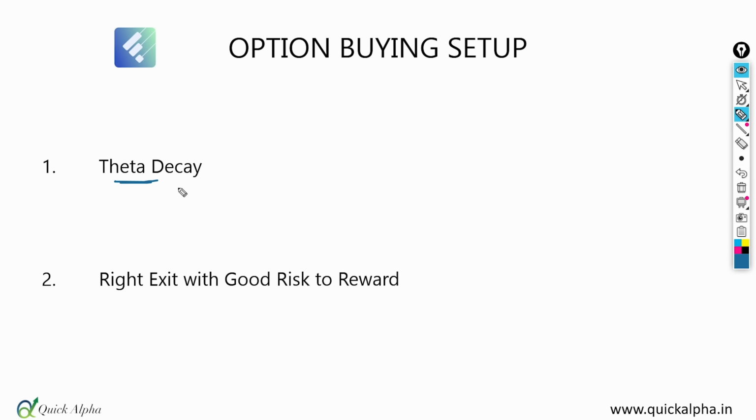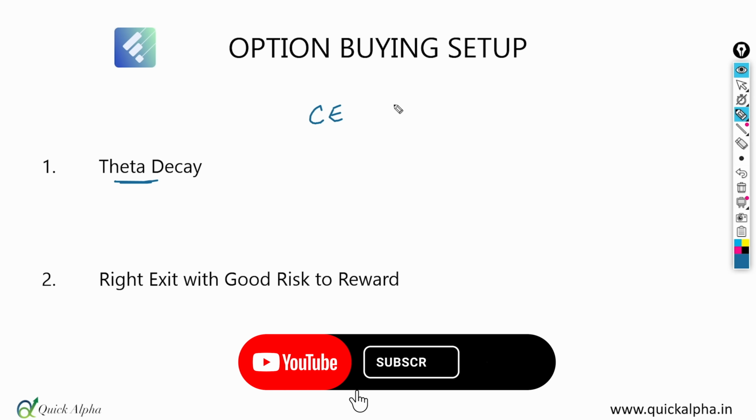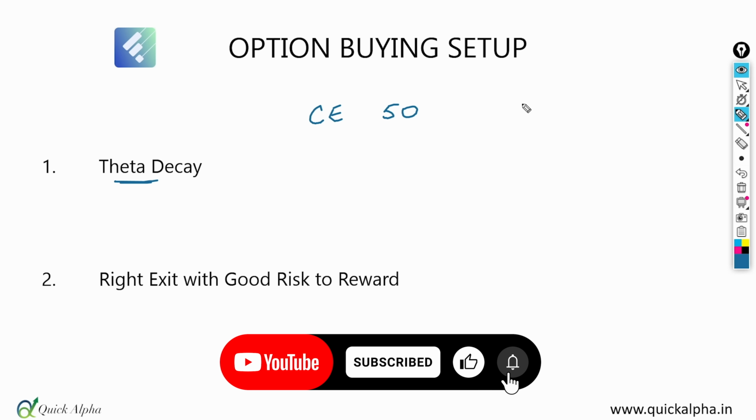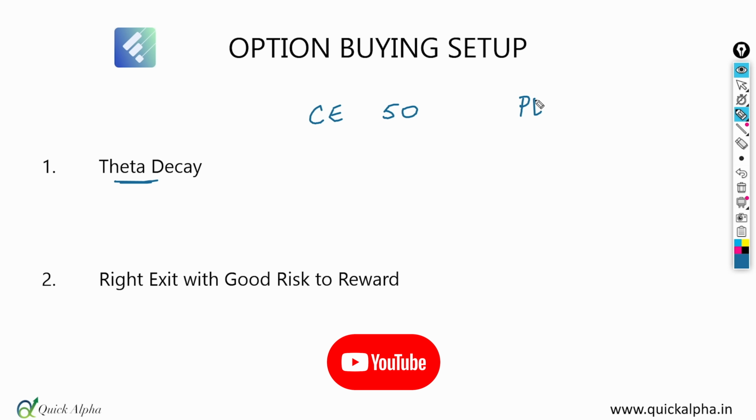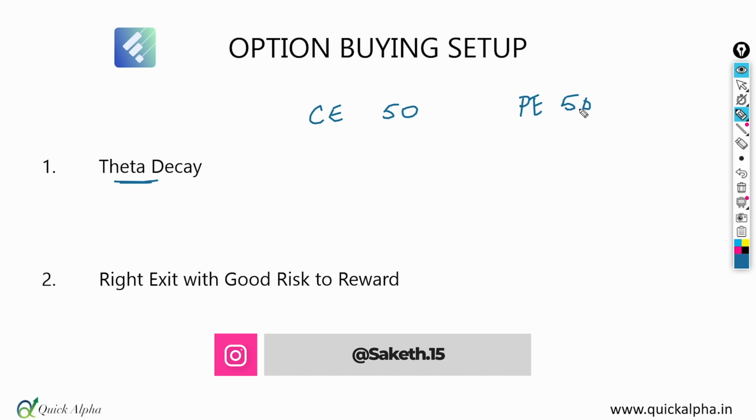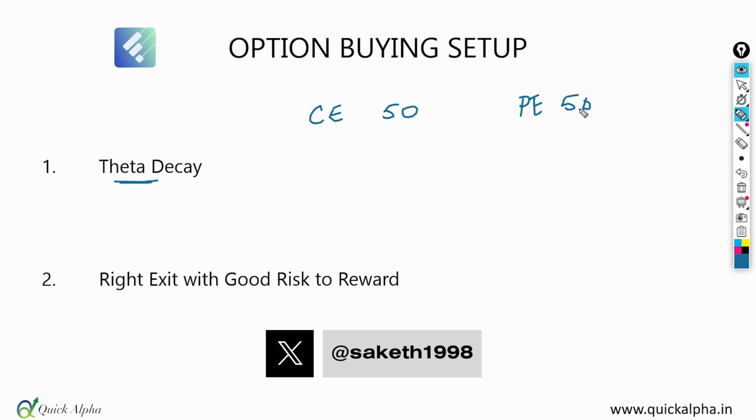As an option seller, since all of you know that I only sell options, let us say I sell a call option trading at 50 rupees and I sell a put option trading at 50 rupees. For me, I would want the market to consolidate in a range, and if it does, I am going to make money from theta decay as a seller. But this is the biggest enemy of any option buyer.